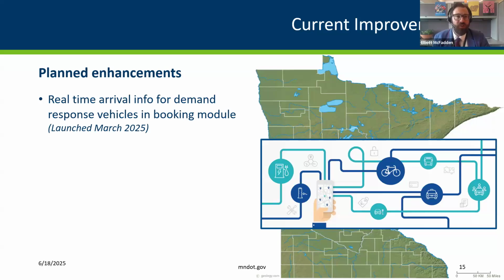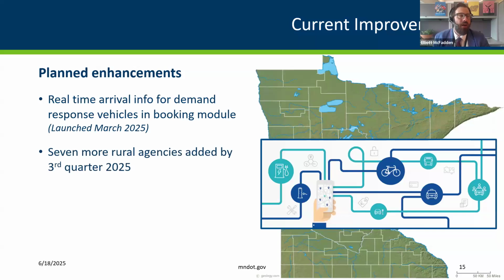Just a few other enhancements. As I mentioned earlier, we now have real-time arrival information on the day of booking within the booking module that launched back in March. We're going to be adding 7 more rural agencies in the 3rd quarter of this year. So we're looking at expanding and adding more of the state.